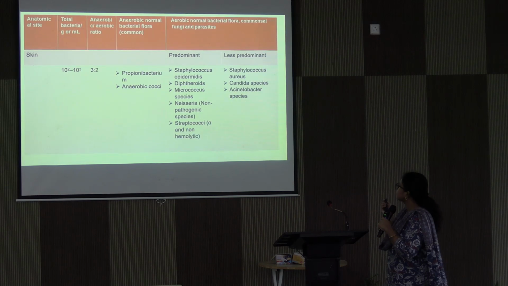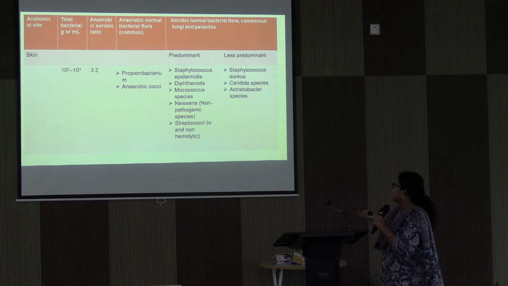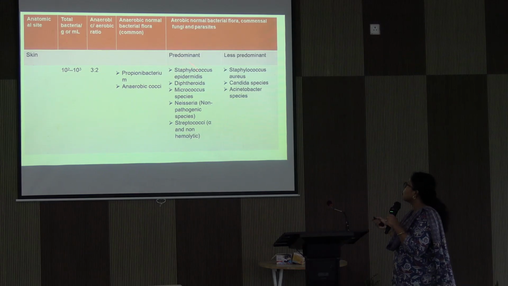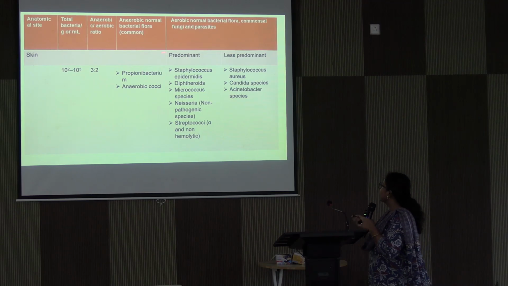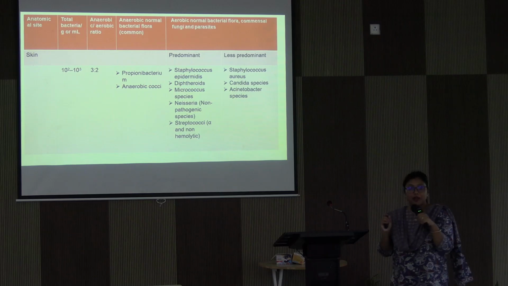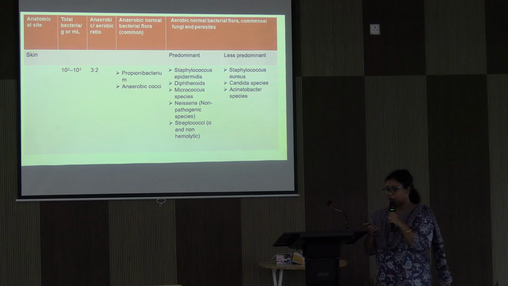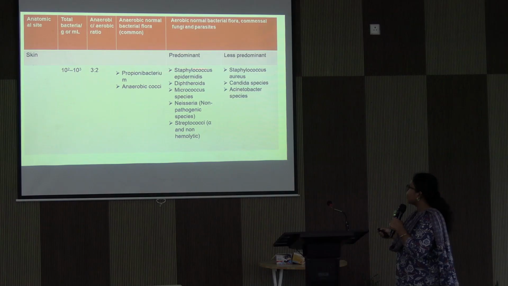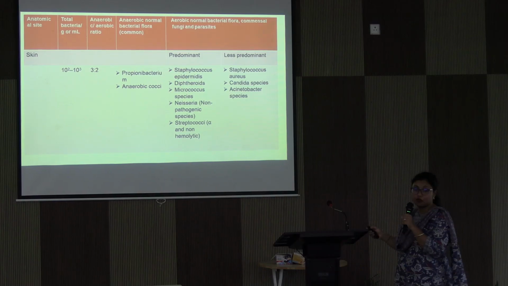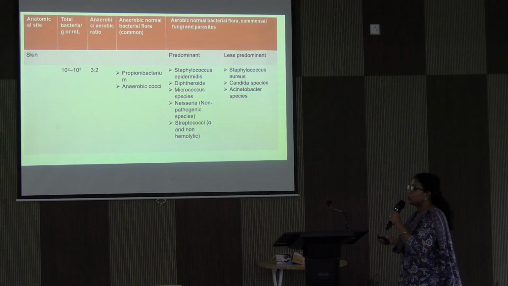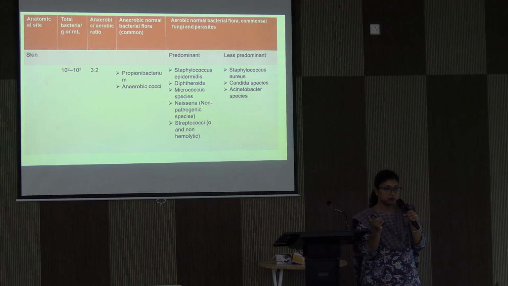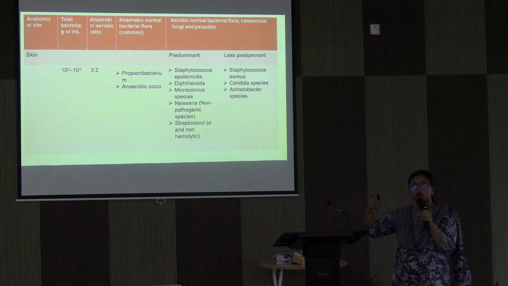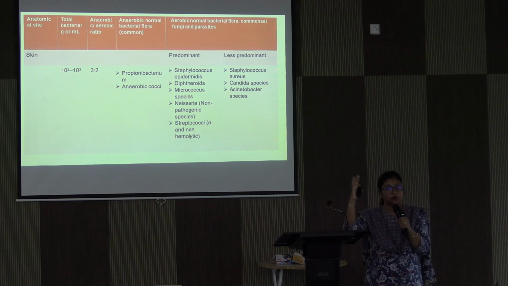Next is obviously skin. Most important is Staphylococcus epidermidis. Please remember, and diphtheroids. These two should not be missed. Others are obviously streptococci and Neisseria. There are some fungi also. In skin, anything can come, but these are important: Staphylococcus epidermidis, diphtheroids, and some anaerobes like Propionibacterium. Propionibacterium is associated with acne vulgaris when the bacterial load increases or you are immunocompromised.